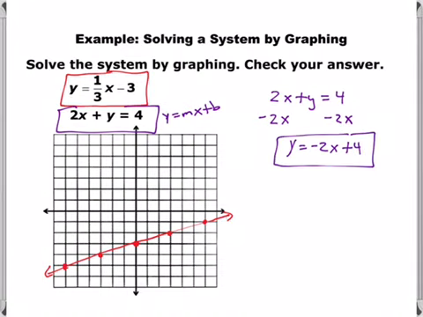We start by plotting our y-intercept at 4. We're going to go down 2, right 1, down 2, right 1, down 2, right 1, and so on. Then we connect our points to make our line, and there's our second line. These two lines intersect right here at the point (3, -2). And so this is our solution.